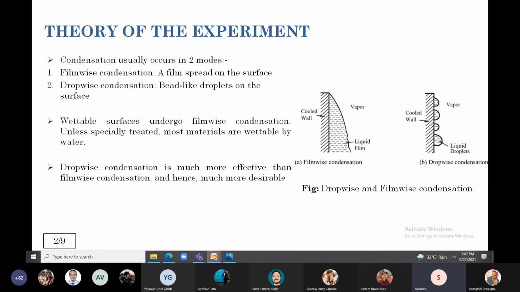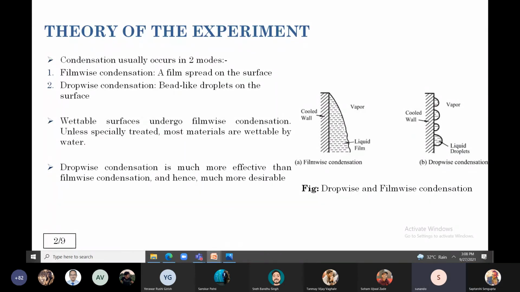This becomes even more prominent as the system size becomes smaller. As the system size becomes smaller, the surface is going to dominate over the volume, and therefore anything that happens at the surface will be more pronounced as compared to whatever is happening inside, in a volumetric sense.